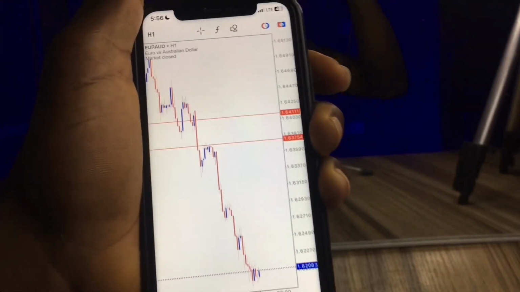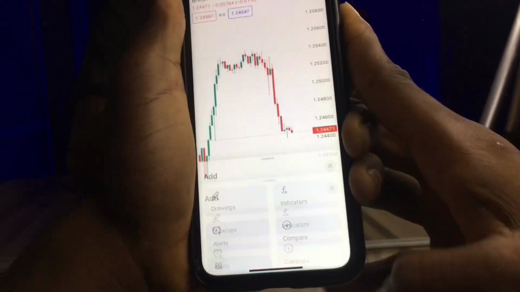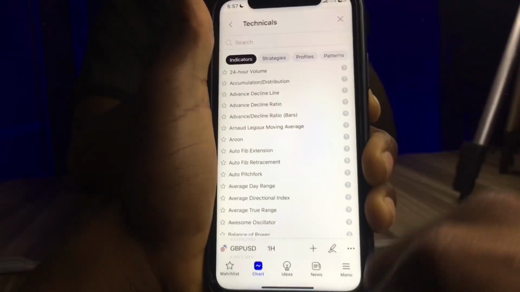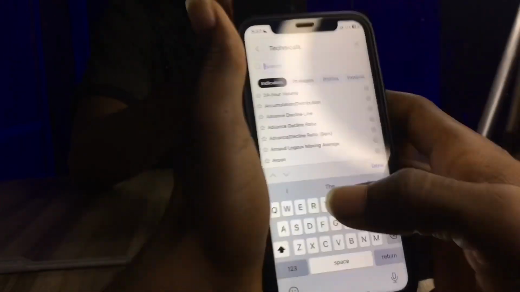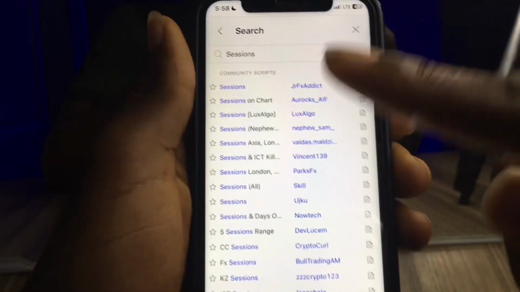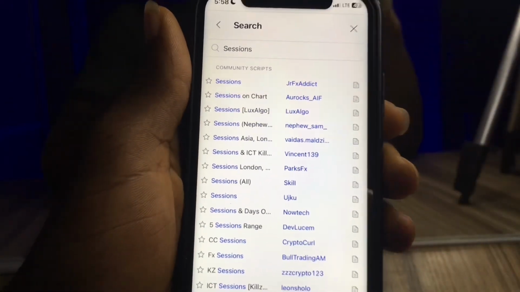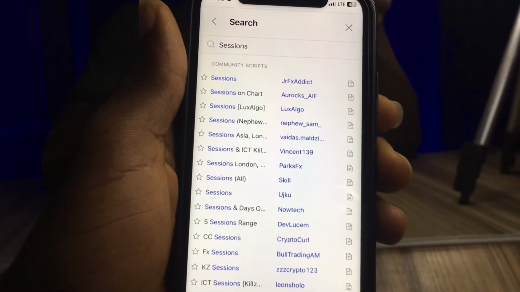Now this is where we get to use TradingView. What you want to do is go to TradingView, tap on the plus button, go to indicators, and type in sessions in the market. While you type that in, a whole lot of session indicators begin to pop up. This is where TradingView obviously beats MetaTrader 5.